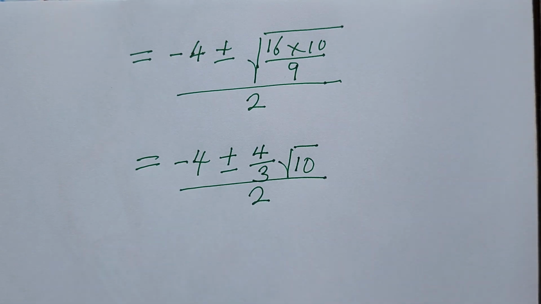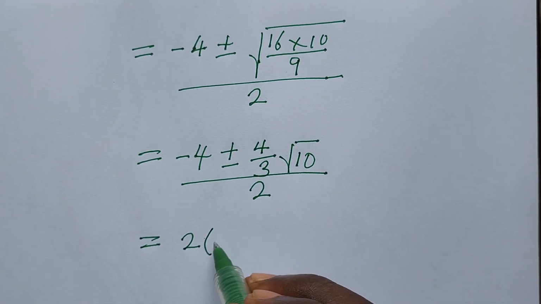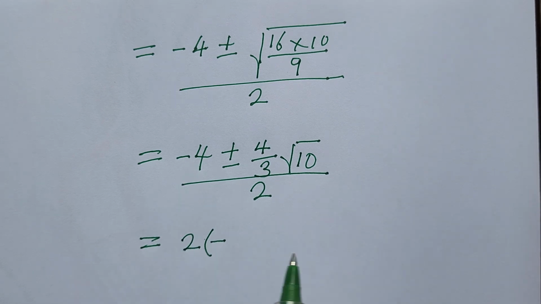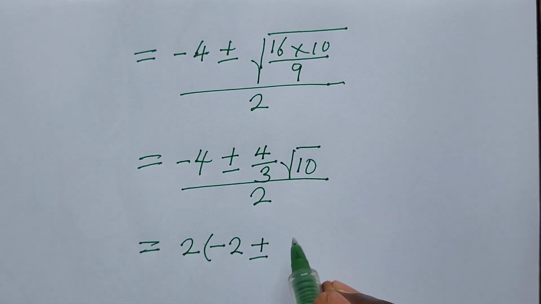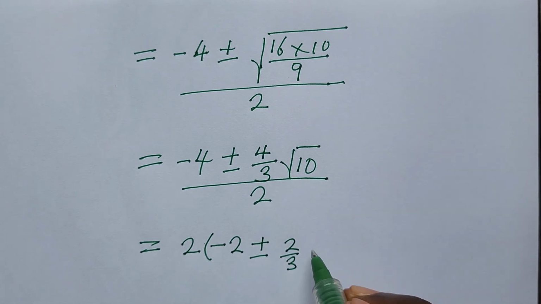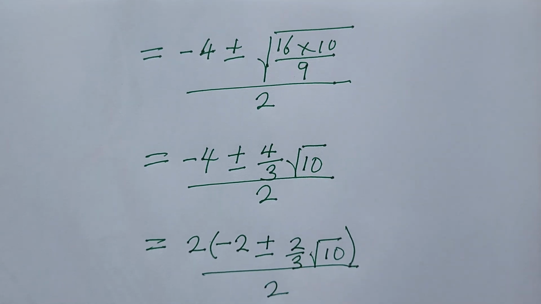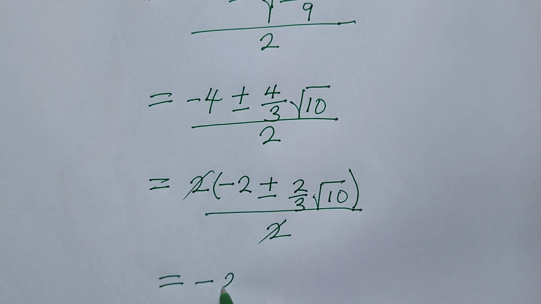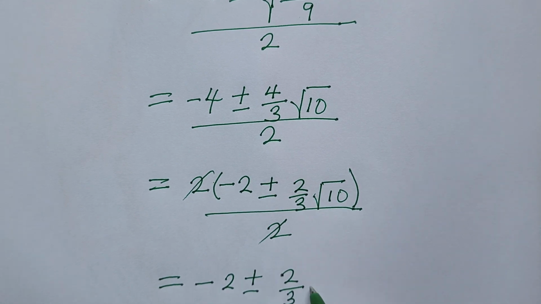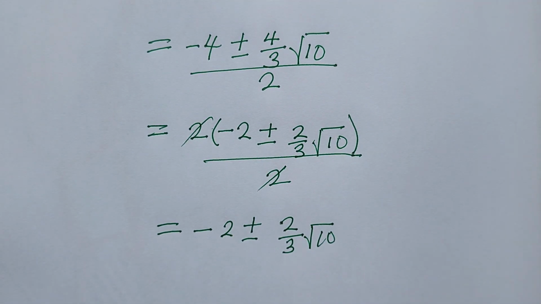From here, we can factor out 2. So this gives us 2 bracket minus 2 plus or minus 2 all over 3 times the square root of 10, close bracket, everything all over 2. So this 2 cancels with this 2, and we are left with minus 2 plus or minus 2 all over 3 times the square root of 10.